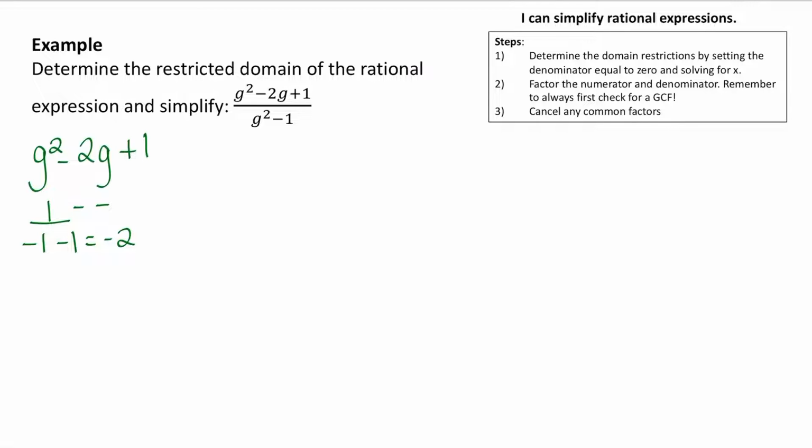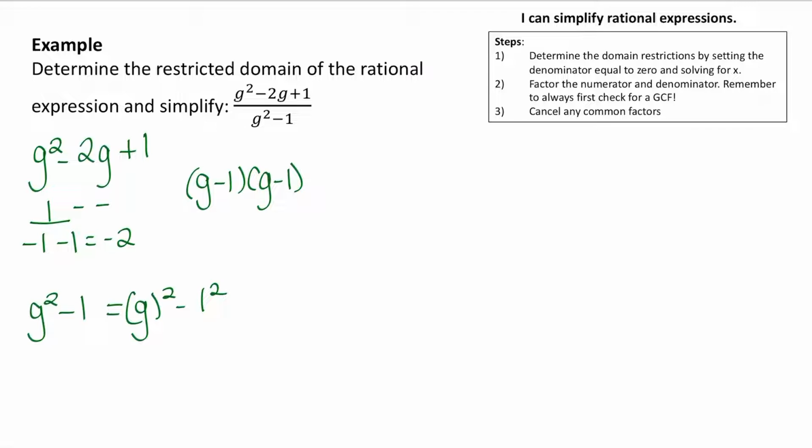So when I write this out, my factored form is going to be g minus 1 times g minus 1. That's my fully factored numerator. Now let's factor the denominator. We have g squared minus 1, which you may recognize as the difference of two squares, right? This is the same thing as g squared minus 1 squared. So I can write this as g plus 1 times g minus 1.